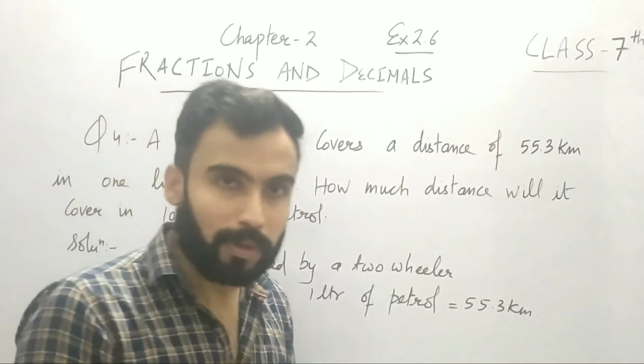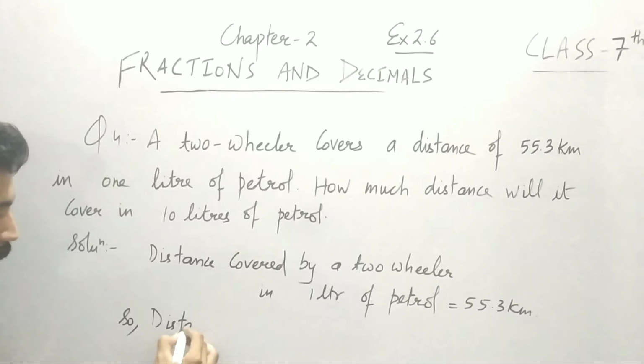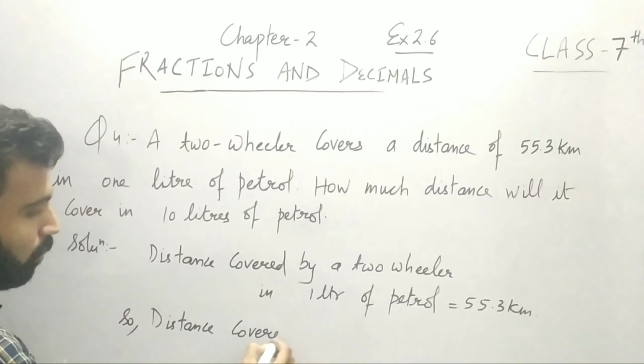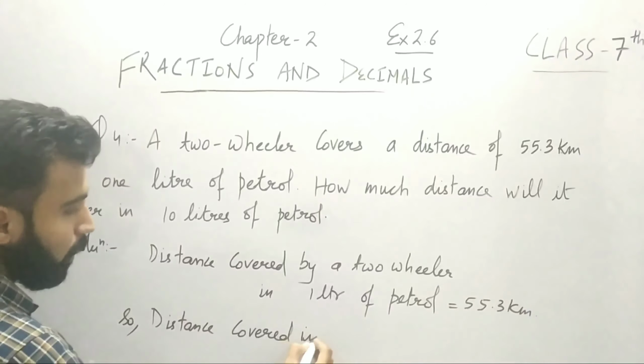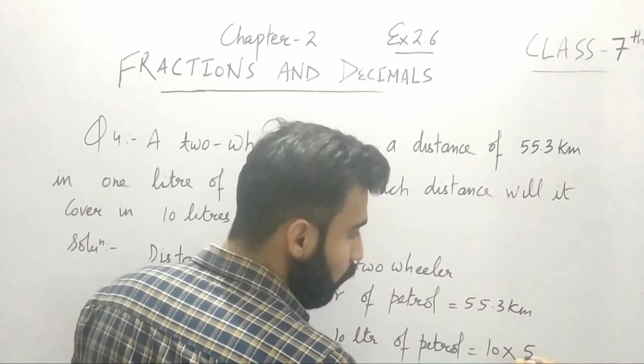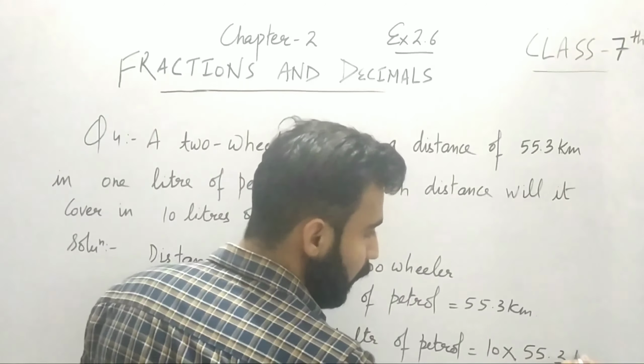So what we are going to write here is that distance covered in 10 liters of petrol is simply 10 into 55.3 kilometers, right? Now it's again a question of multiplication, as I've told you earlier.